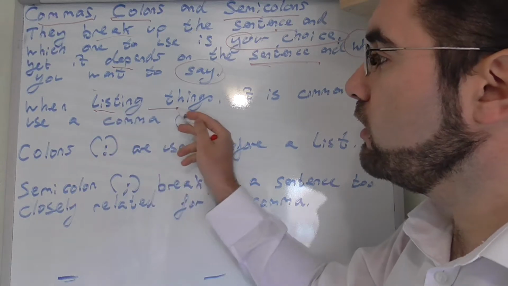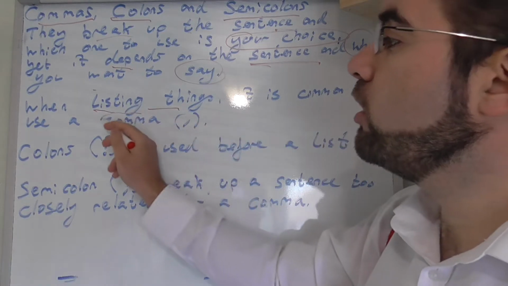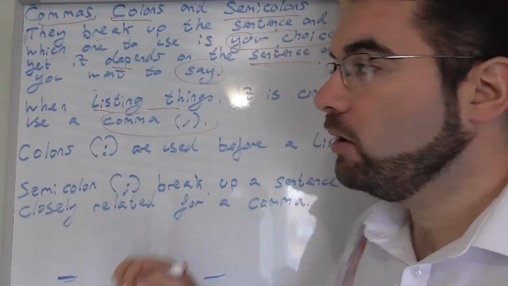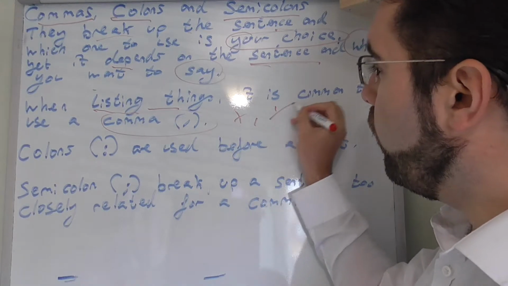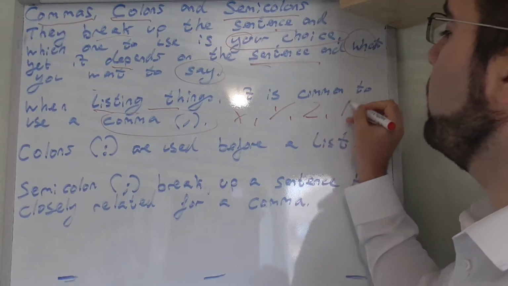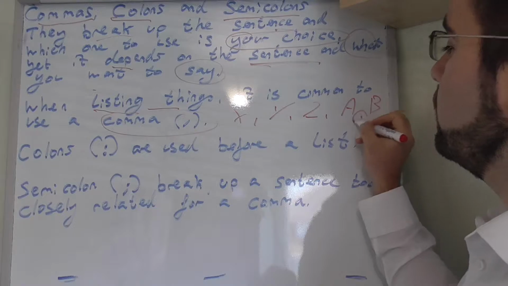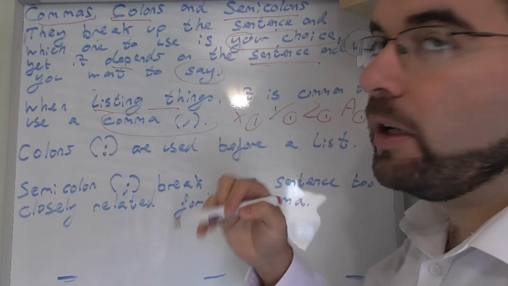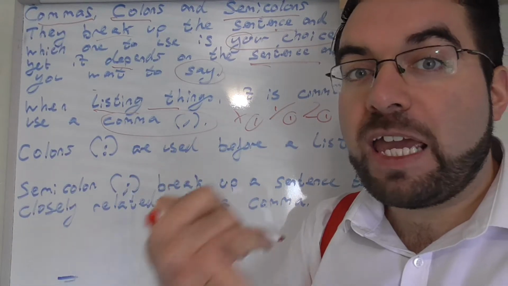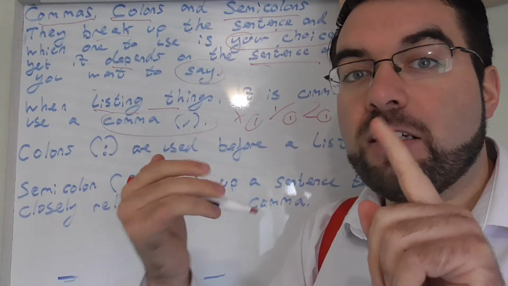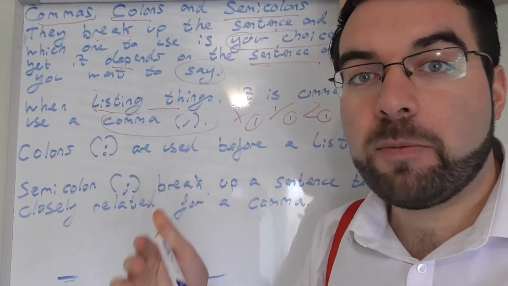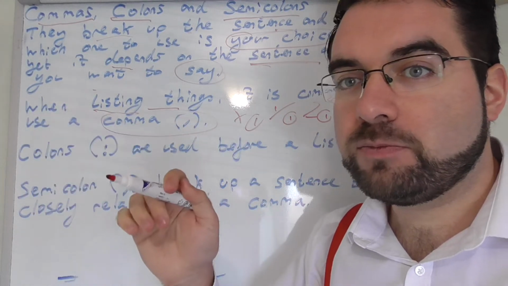So while listing things, it is common to use a comma. Comma, X, comma, Y, comma, Z. I need A, B, C, D, E, with commas to list things out. Okay.